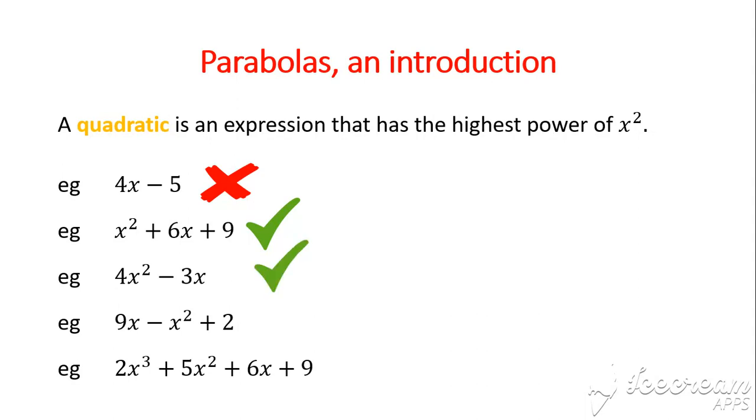The fourth example, that's still a quadratic. The x squared doesn't have to be at the front, and it can be a negative if it wants. The fifth example is not a quadratic, because even though it has an x to the power of 2, a 5x squared, the highest power is actually an x to the power of 3. So it's not a quadratic, it's actually called a cubic.